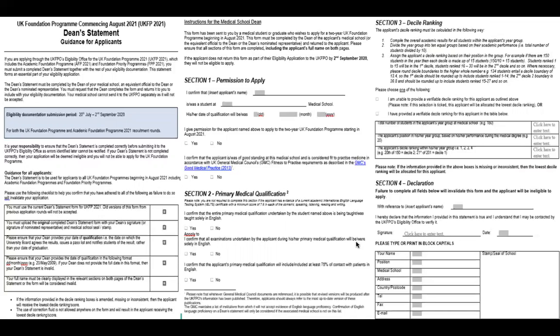So this is basically what our Dean statement form looks like. It has your decile ranking. This is more of what the office will be doing. It has nothing to do with you, but you'll just send it to the rota or whoever's in charge of your year. Next slide, please.